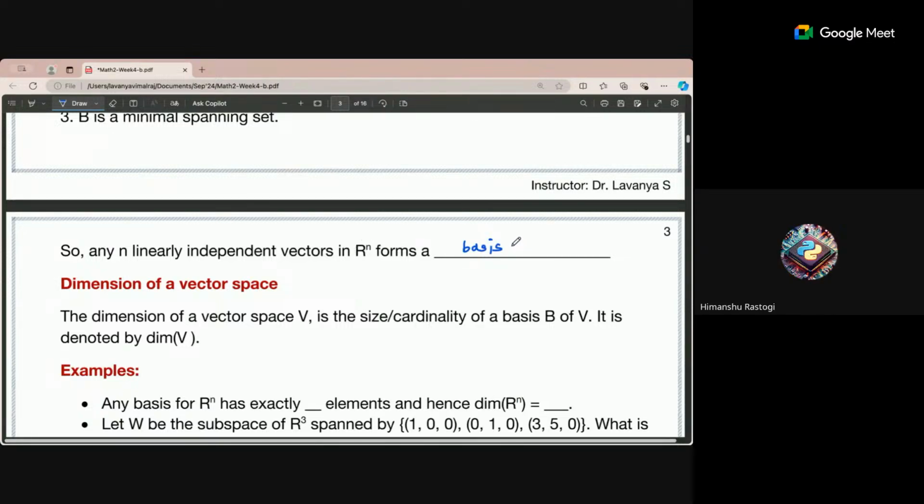Ma'am, I have a doubt. This is okay, but what if we have matrices? Can we flatten the matrices and then check for the basis?